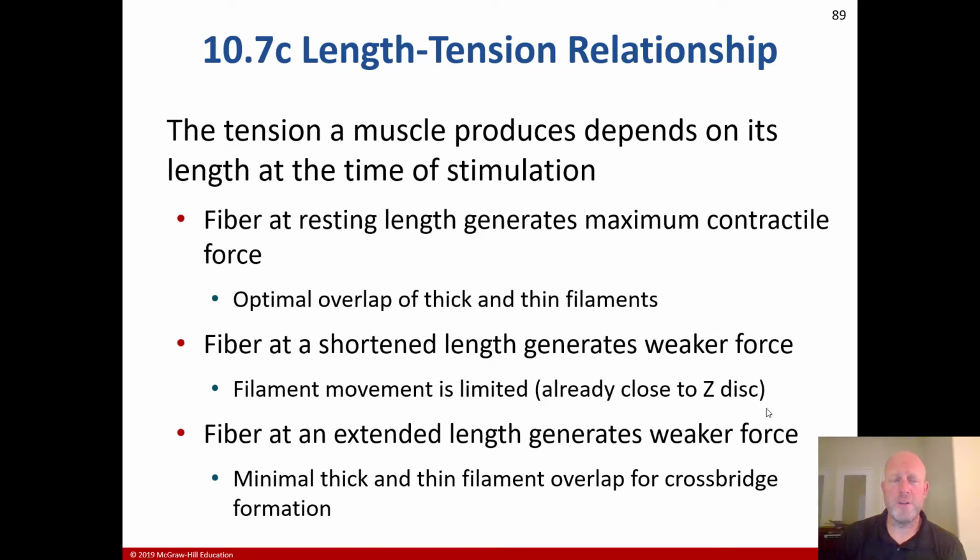All right, we're going to be talking about our final section for Chapter 10 of muscle tissue, the length-tension relationship. That said, we're talking about how the tension in a muscle develops dependent upon the length at the time of stimulation. A fiber at resting length generates maximum contractile force. At that point, because of the stability at the joint, there's optimal overlap of thick and thin filaments.